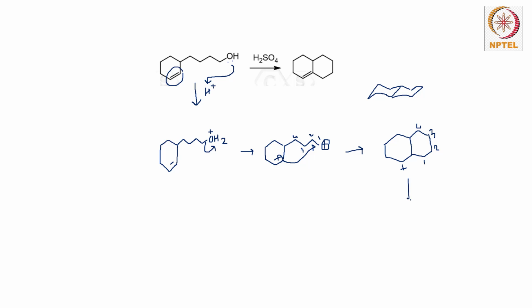Then simple. There is one hydrogen, so this will come. A kind of elimination type of process, and we get our desired product. Okay. I think it was easy and clear. So let's go to our next one.